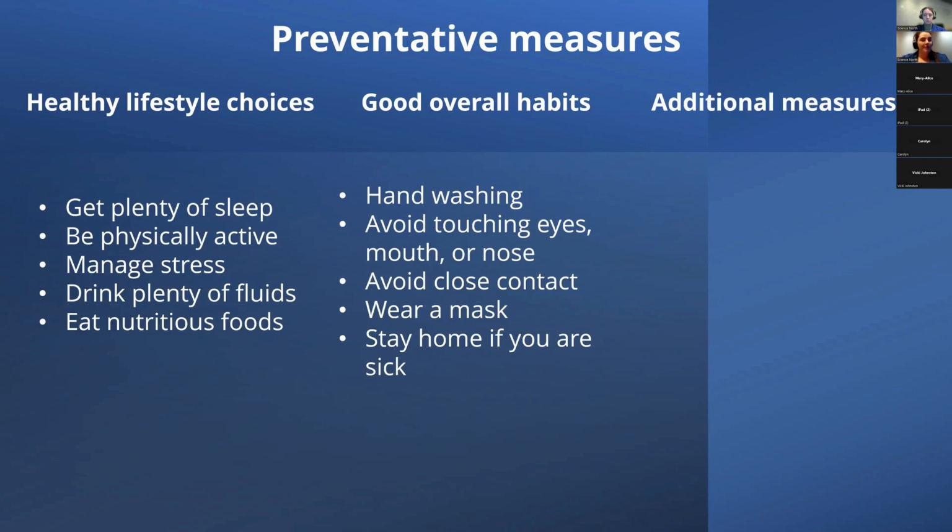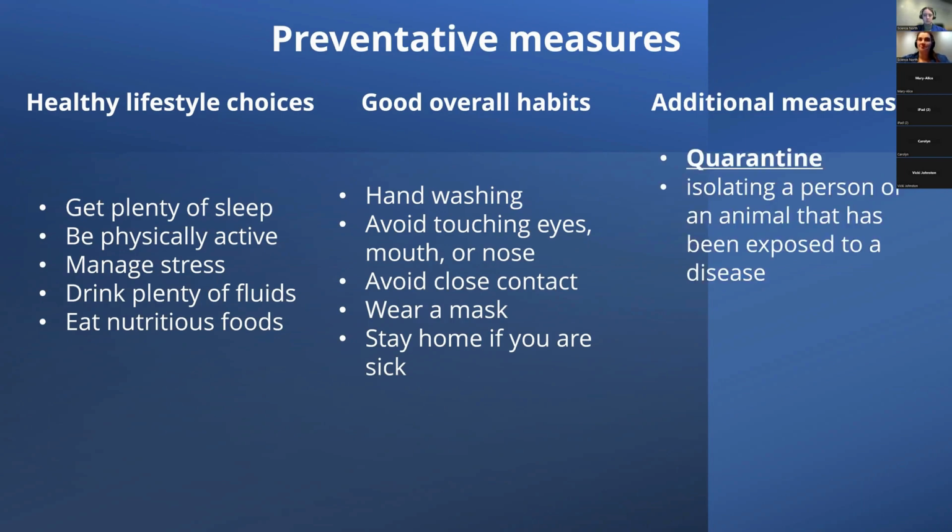Now, we'll chat about some additional measures. I assume we've all most likely heard the word quarantine. The word quarantine actually just means isolating a person or an animal that's been exposed to a disease. So if one person has been exposed to a particularly dangerous disease, we put them in a space until they don't have that disease anymore, and then they can come back. That's what quarantine is.